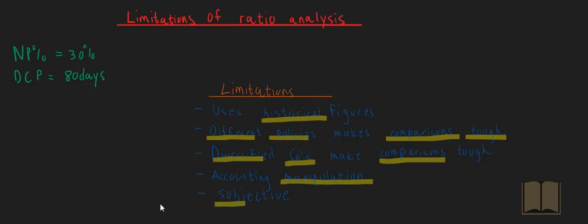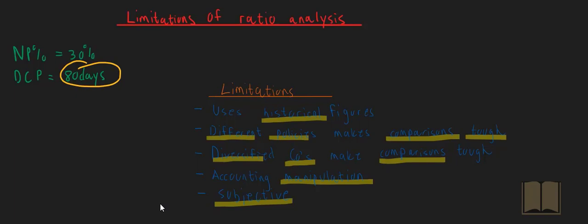Lastly, ratio analysis is extremely subjective. Different people will look at different things, and different people will calculate different ratios. You can come up with a ratio for just about anything. Also, what certain figures mean is subject to much debate. For example, a debtors collection period of 80 days can mean different things to different companies.